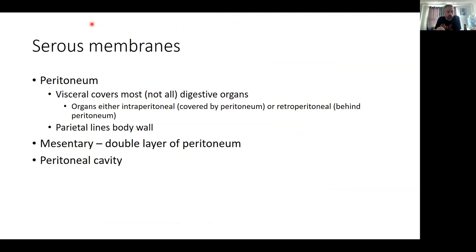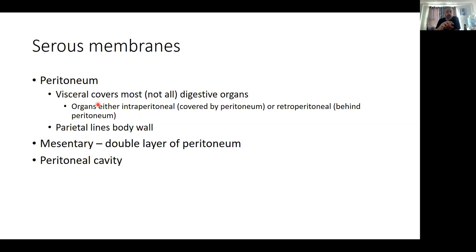Now, before we get into the organs themselves, just like we saw with the lungs and the pleurae and the heart and the pericardium, we're going to have a series of membranes that surround most, not all, but most of the digestive organs in that same way, right? And so the serous membrane that we're going to be talking about here, like we had the pleurae, like we had the pericardium, is the peritoneum. And the peritoneum, like those other two membranes, is divided into a visceral and a parietal component. The parietal lining the body wall, the visceral covering the organs.